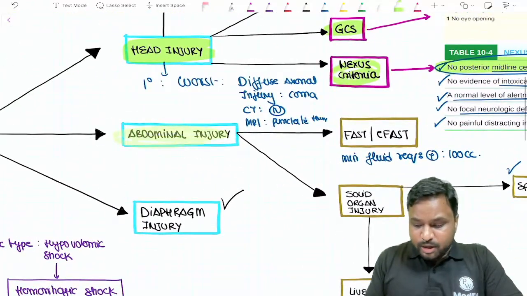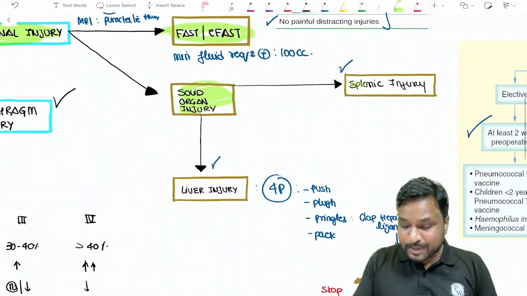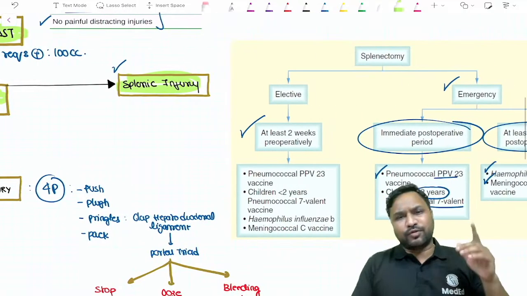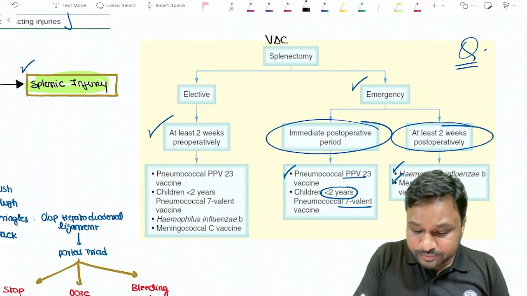After head injury, it is your abdominal injury. You have to do FAST, especially for blunt trauma abdomen. Look for solid organ injury. Look for splenic injury. If there's splenic injury, you have to grade it and then operate on it. Most important is the vaccination protocol.